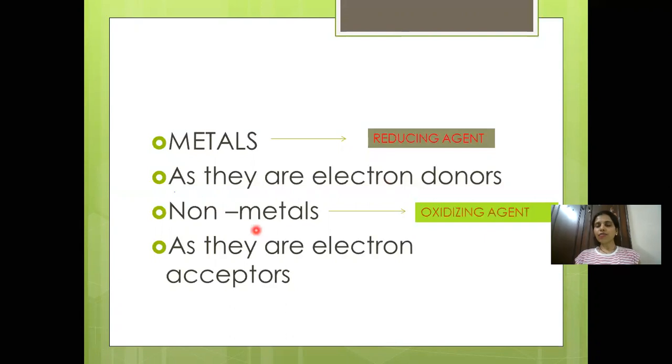And if non-metals are gaining electrons, they are undergoing reduction. If it is undergoing reduction, which type of agent is it? Oxidizing agent. So remember, as they are electron acceptors, they are oxidizing agents. As metals are electron donors, they are reducing agents. All that you have to learn for now for this particular chapter. Read the textbook, and if you have any difficulty, please ask me.